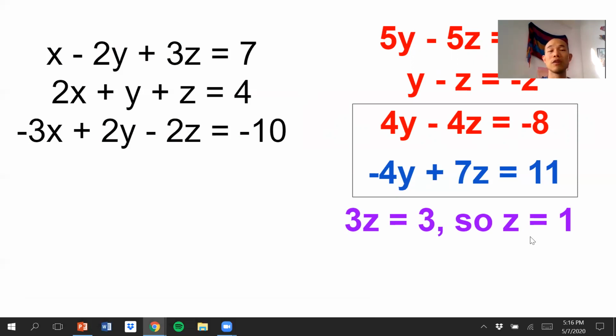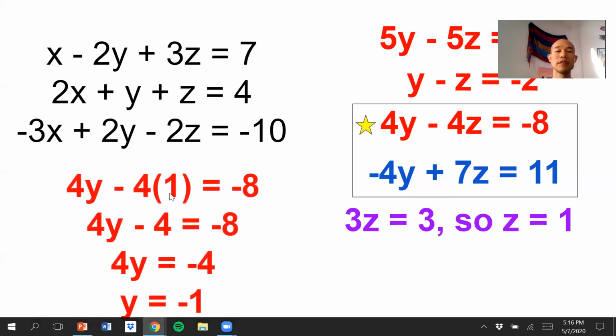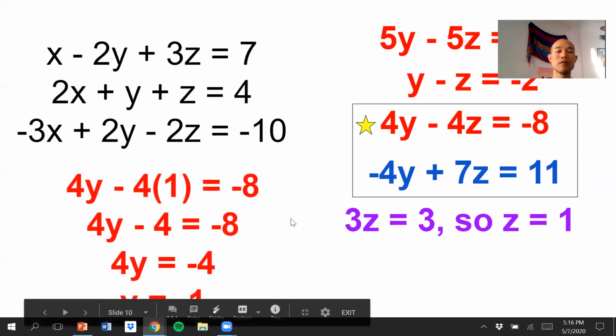Once you've figured out one of the variables, you then have to go in and plug in to get the other variables, x and y. So we figured out z is 1. You can pick either of these equations to plug it into. You don't want to plug it into one of these original ones because that still leaves you with two variables. If we plug it into one of these newer equations, we will be able to solve for y. So I'll just decide to plug it into this first one, plug 1 in for z, and I get y equals -1.